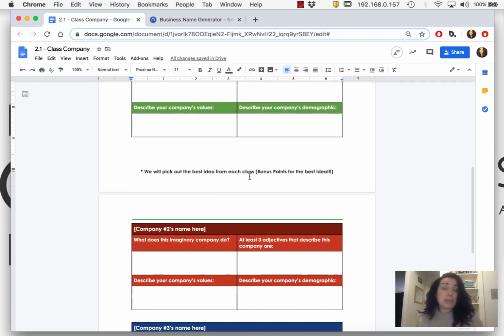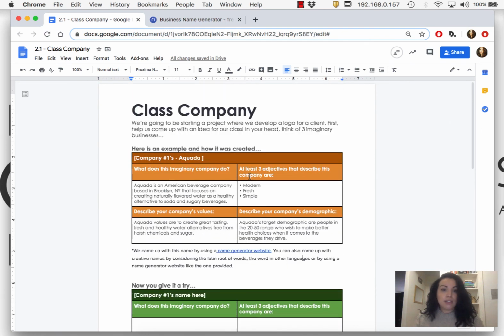The student that comes up with the best idea from each class, or maybe if we hybrid them with 2 ideas, will get bonus points for just coming up with something creative and unique, and it'll represent your class's company. So think outside the box, right? This is your time to shine in your creativity, and good luck.